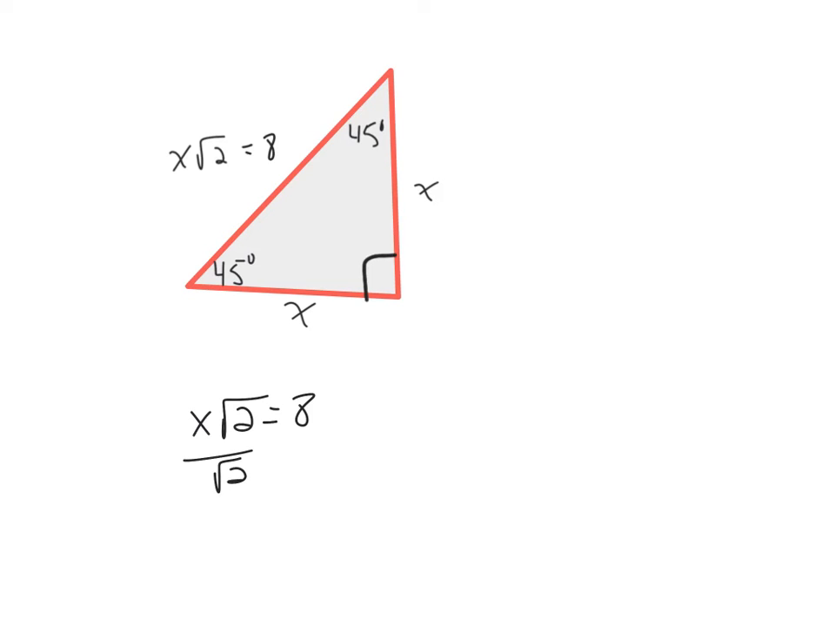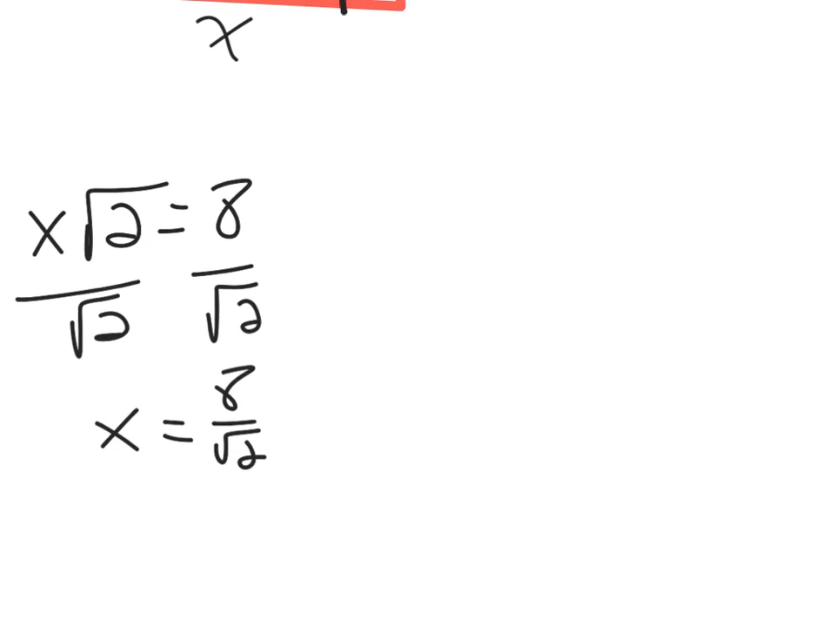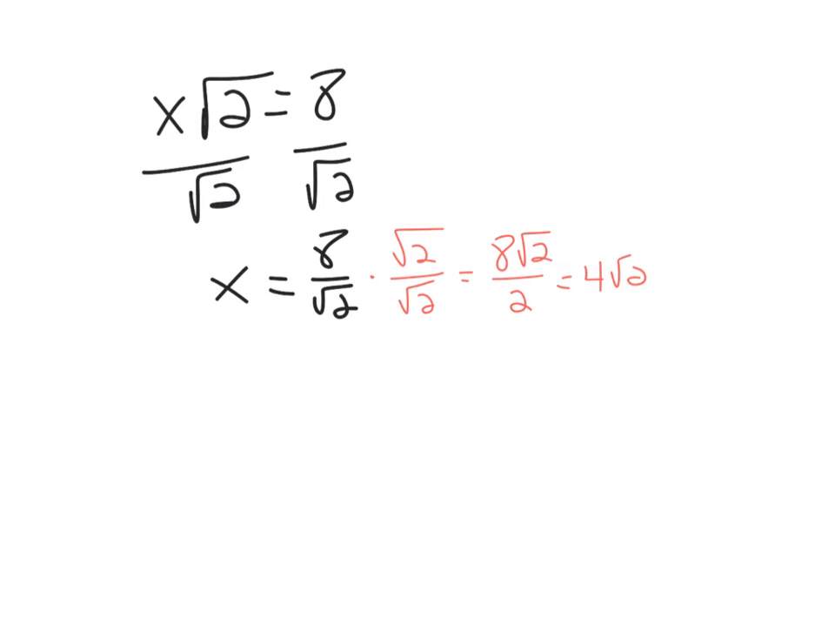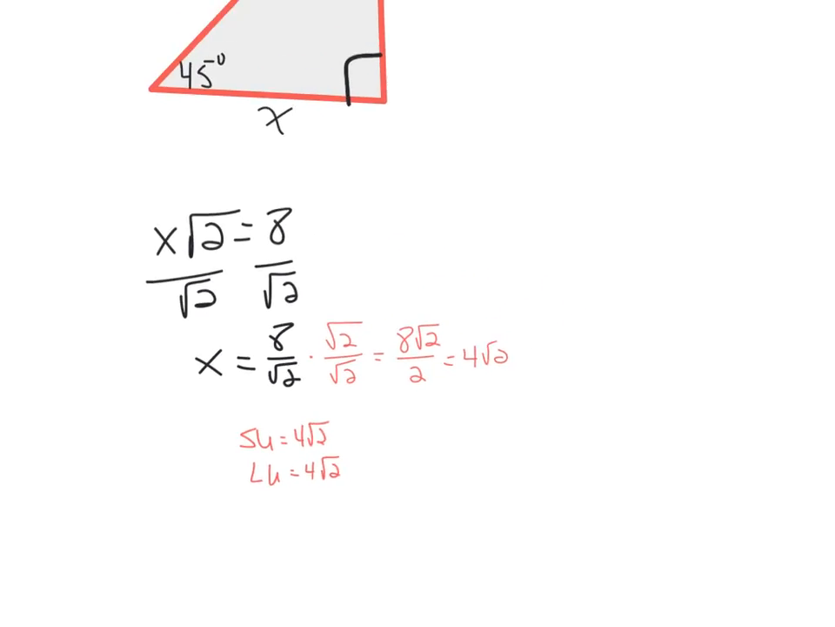I divide both sides by the square root of 2, and I get x equals 8 divided by the square root of 2. Now by now we should be pretty comfortable fixing this one. I multiply it by the square root of 2 over the square root of 2, and I get 8 square roots of 2 over 2. But again, I can simplify because 8 divided by 2 is 4, so I get 4 square roots of 2. So that pretty much solved that triangle for us. I know SU is 4 square roots of 2, and I know that LU is 4 square roots of 2 because they're both the x values.